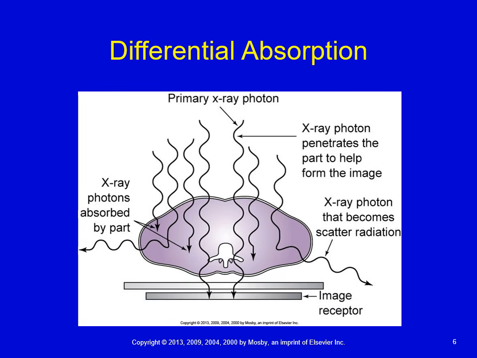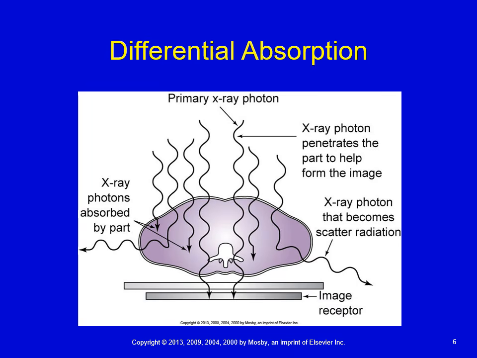So again, attenuation just basically means that we have a reduction in the number of X-ray photons. As they pass through the patient, fewer will come out. Now, attenuation is required in order to get an image.